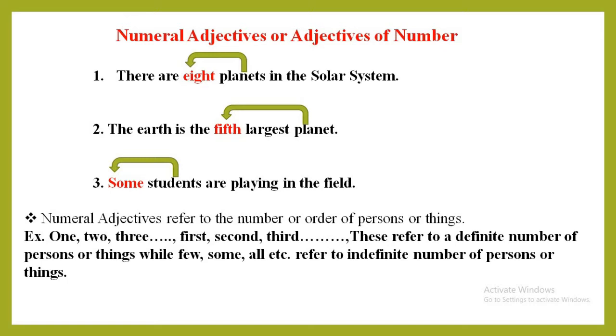Example, 1, 2, 3 and so on denotes numbers. First, second, third, and so on denotes order, while few, some, all, etc. denotes indefinite number of persons or things.